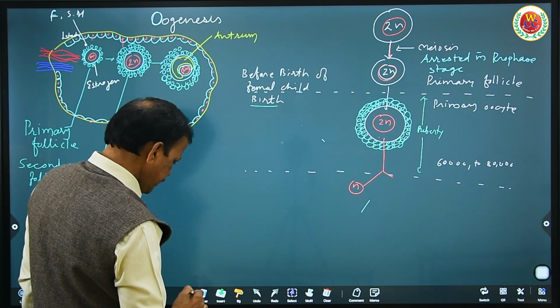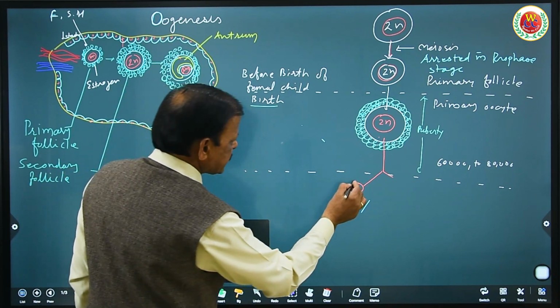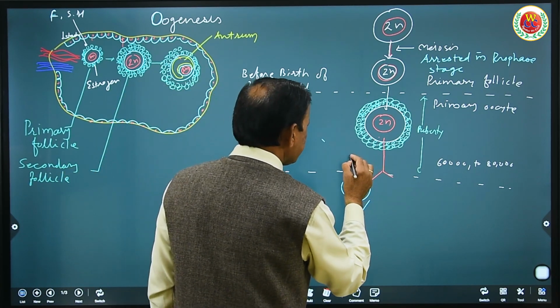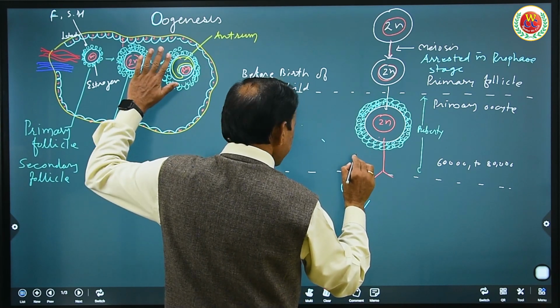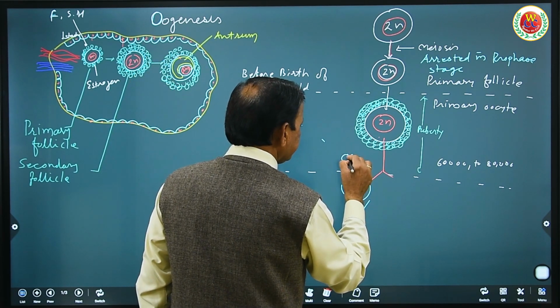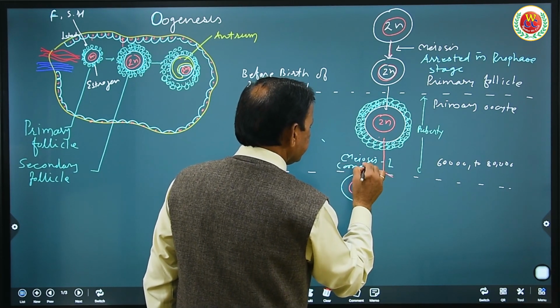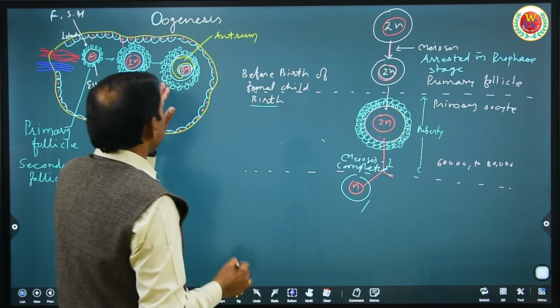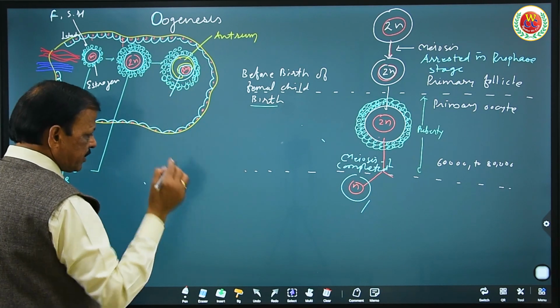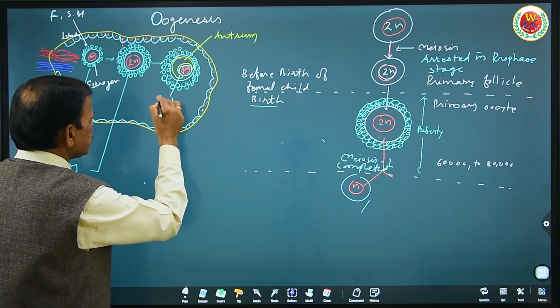This first polar body is non-functional when the meiosis 1 is completed inside the ovary itself. So meiosis 1 is completed in ovary itself. So first polar body is produced.